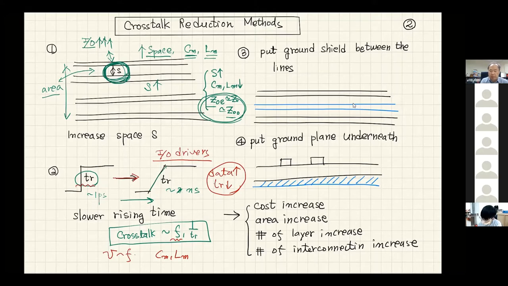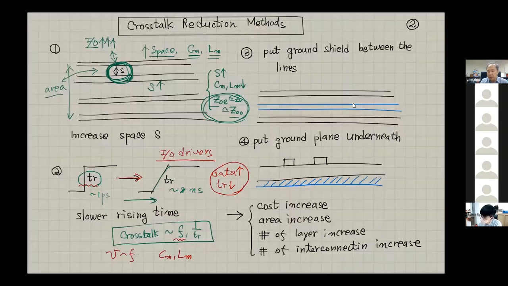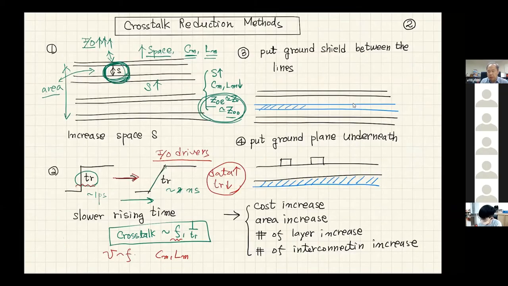Third, a principle that we can apply to reduce the crosstalk is putting shield ground lines between two lines. Obviously, this is a good approach, and by putting this shield line, we can reduce the mutual capacitance and mutual inductance. I think this is the best way to minimize the crosstalk, but again, the number of interconnections will become twice, because for each line we have to put a ground line between them. So this is also a very high cost solution.